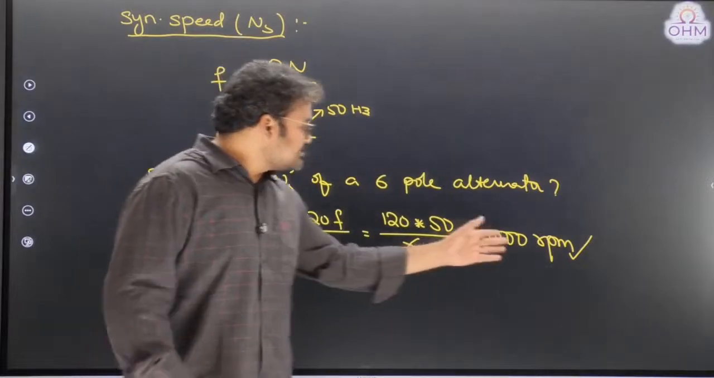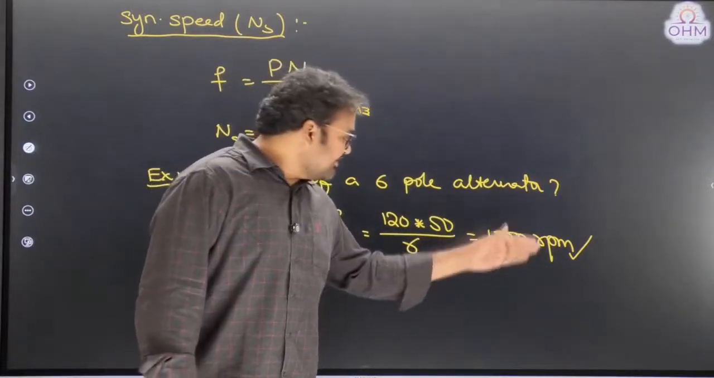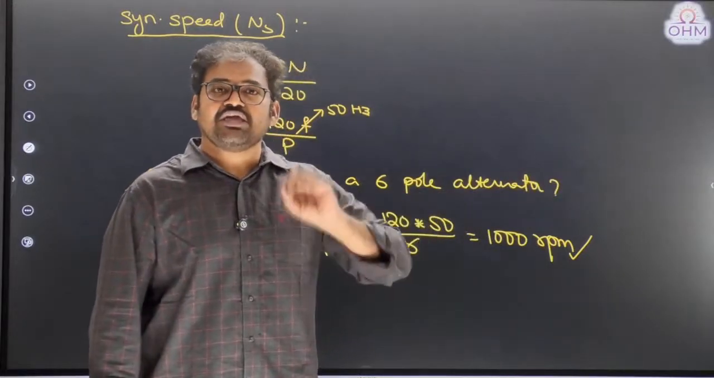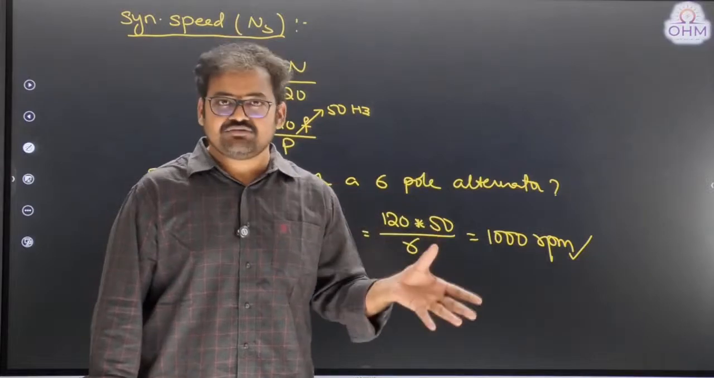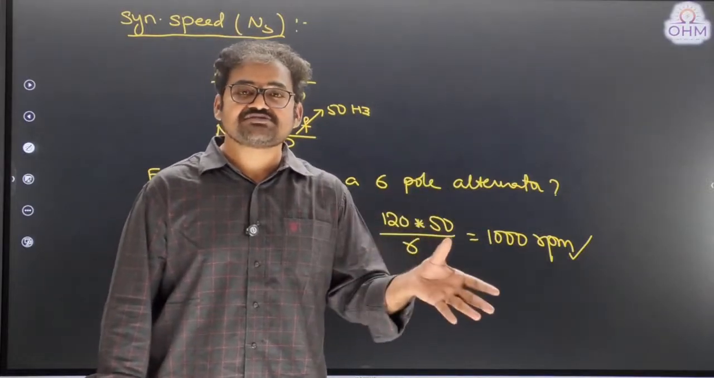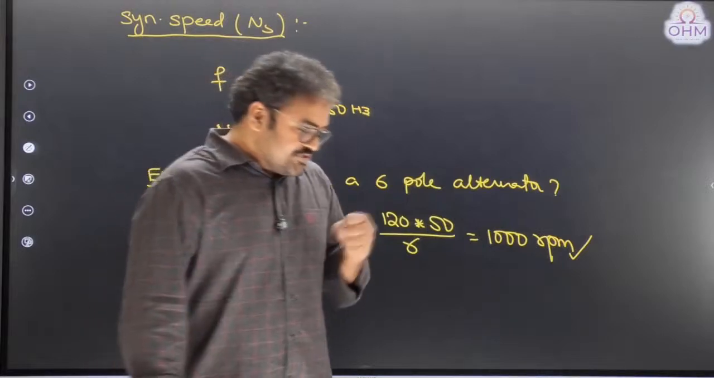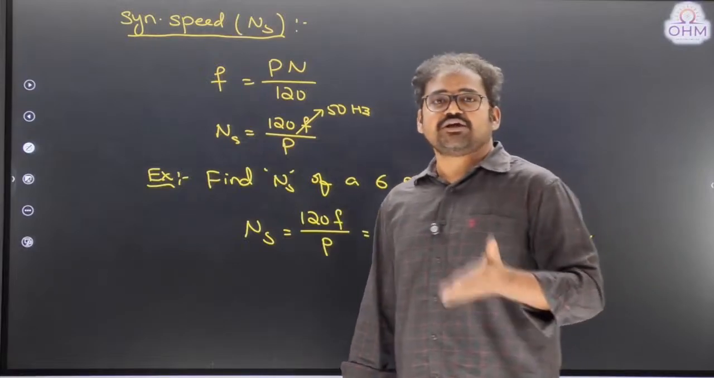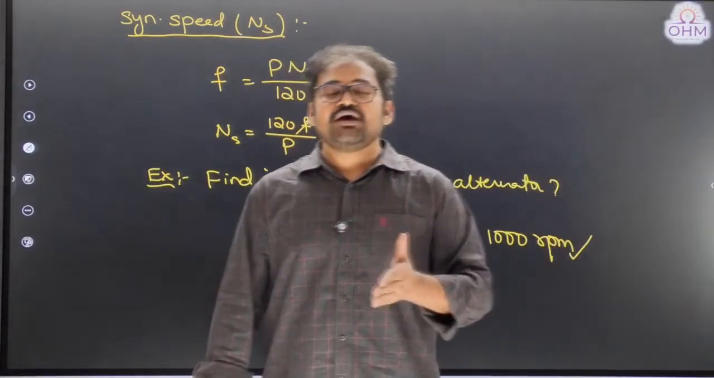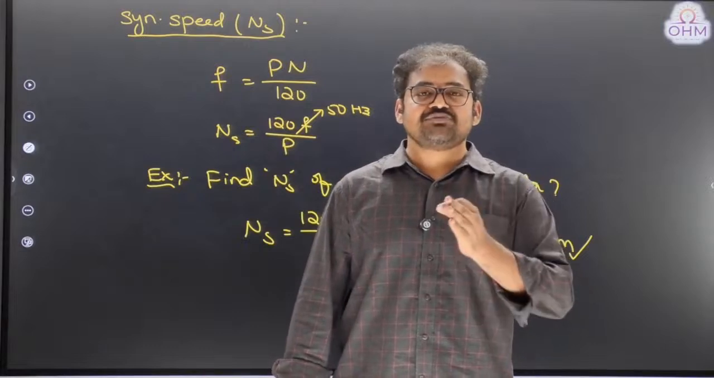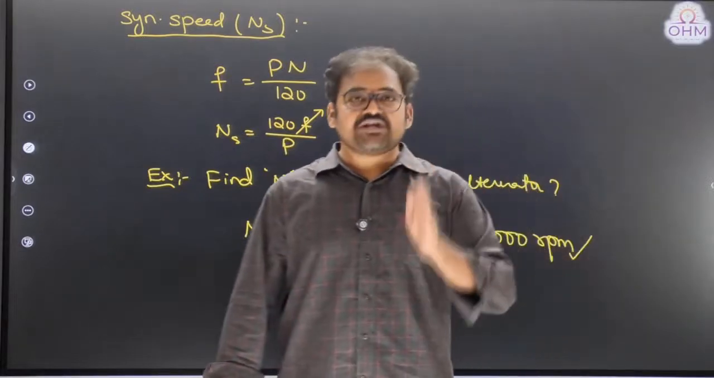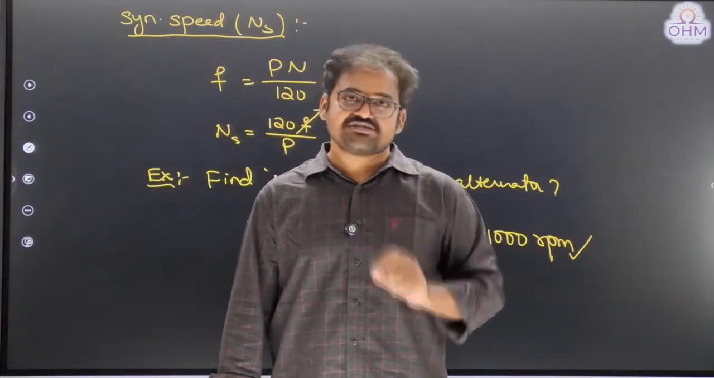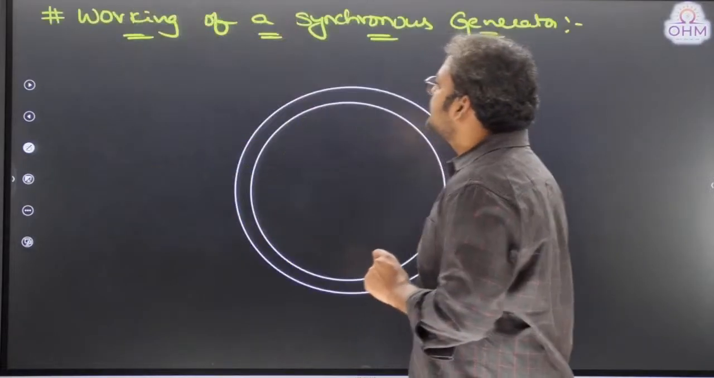What if I rotate the machine at only 900 RPM, or at 1100 RPM? Then the frequency of the induced EMF cannot be equal to 50 Hz. We'll get a different value. We call that speed an asynchronous speed. So finally, an alternator is expected to generate a constant frequency voltage. Therefore, ideally, the speed of the alternator must be constant. At least at steady state, the speed must be constant, and that too at synchronous speed.